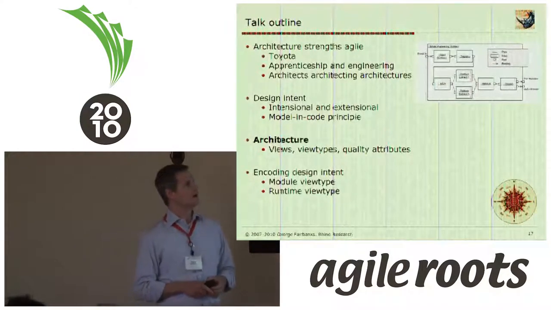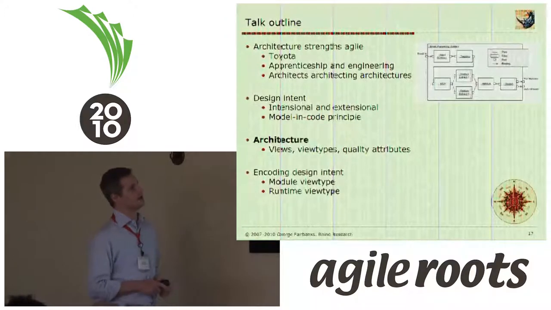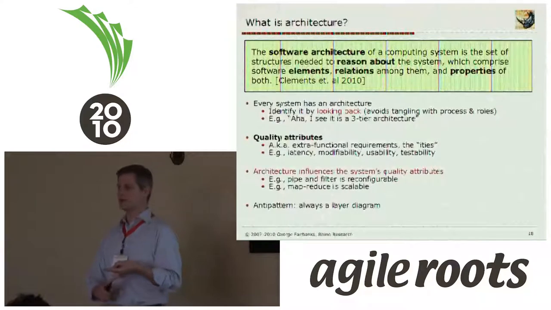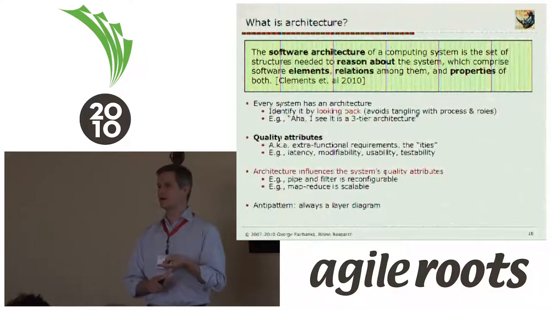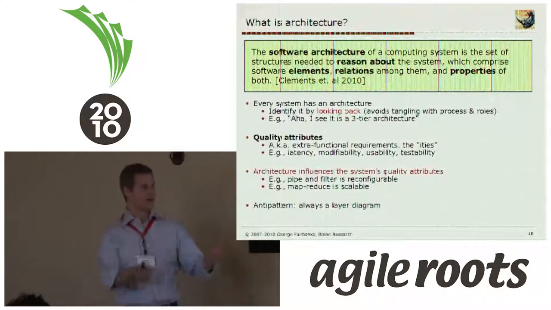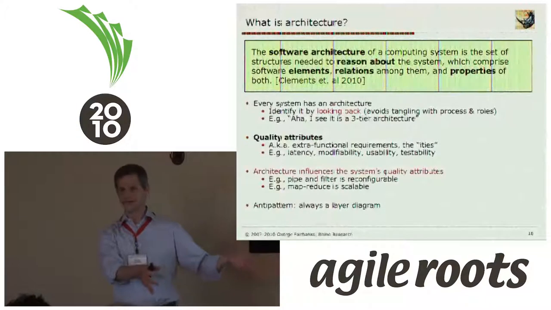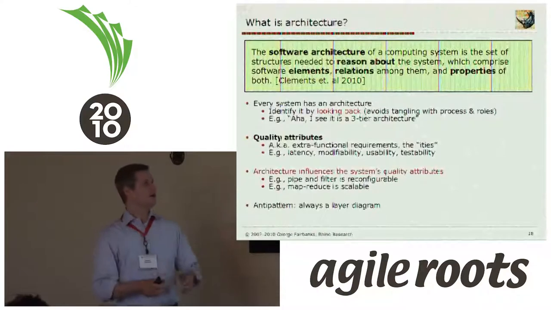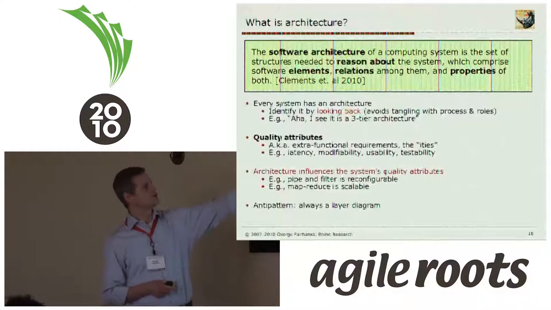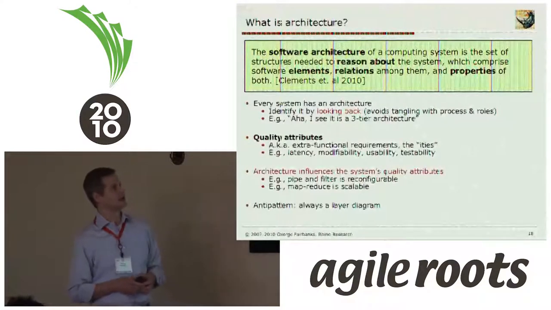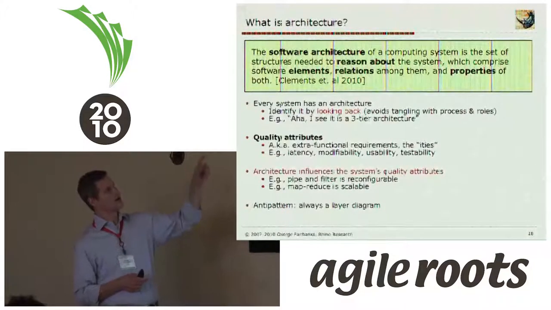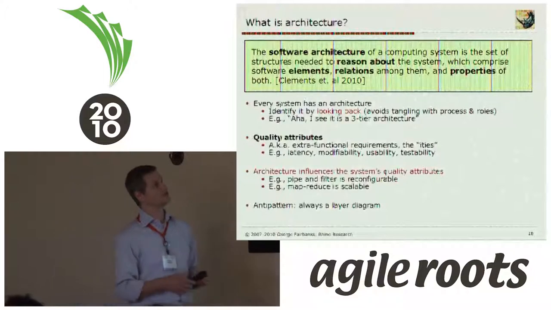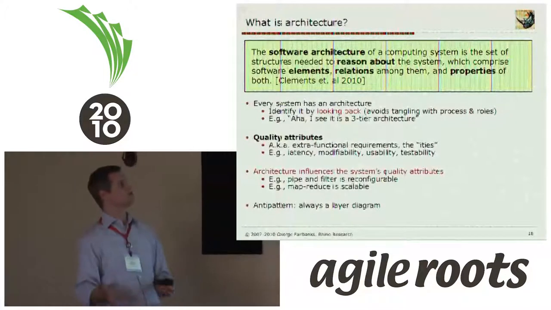Okay, so, those evil bad software engineering guys. By the way, there's two categories of evil bad software engineering guys. There's the process guys, who you probably don't agree with, the Watts Humphrey camp. And then there's the really not evil at all guys, the Paul Clements and Len Bass kind of crowd that write the architecture books. And this is their definition from the new version of the Documenting Software Architecture book coming out this year. The software architecture of a computing system is the set of structures needed to reason about the system, which comprise the elements, relations, and properties of both.